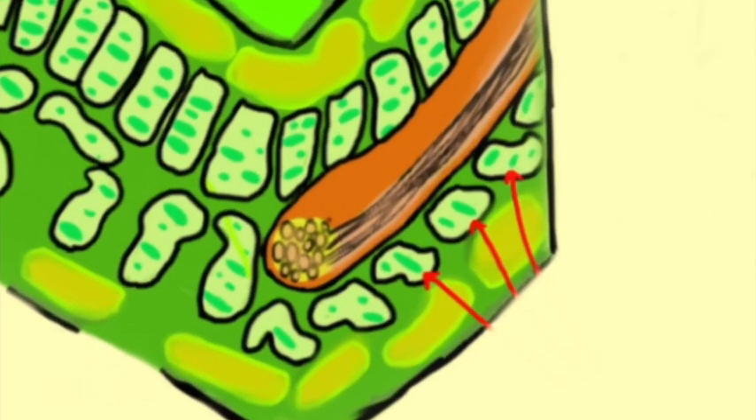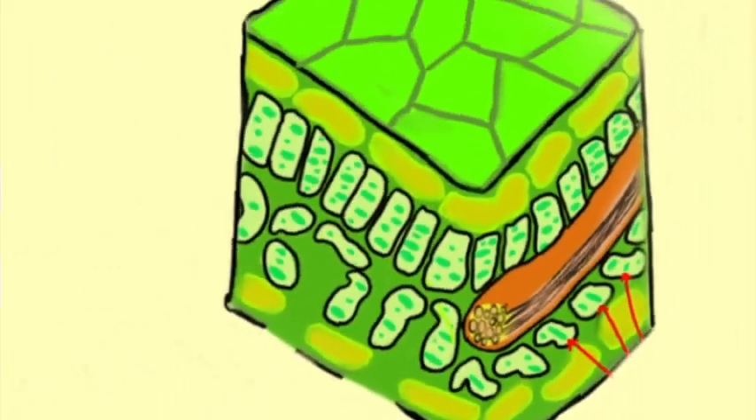Last but not least, a large central vein delivers water to the leaf through the xylem while taking glucose and the products of photosynthesis through the phloem for storage, usage, or plant growth.